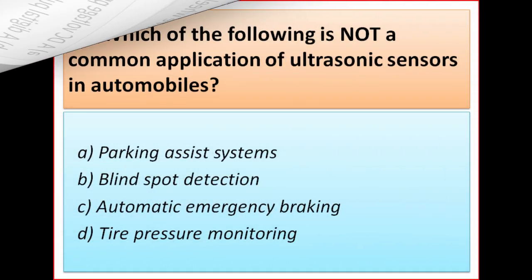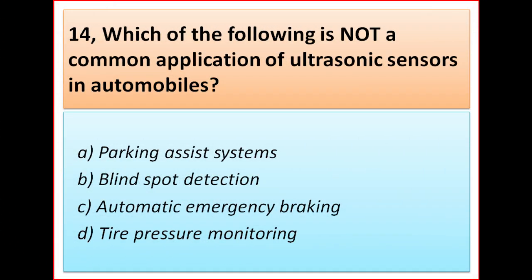14. Which of the following is not a common application of ultrasonic sensors in automobiles? A. Parking assist systems. B. Blind spot detection. C. Automatic emergency braking. D. Tire pressure monitoring.